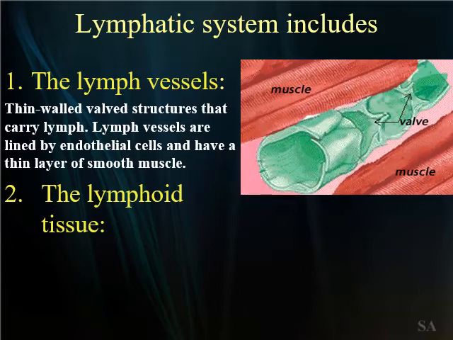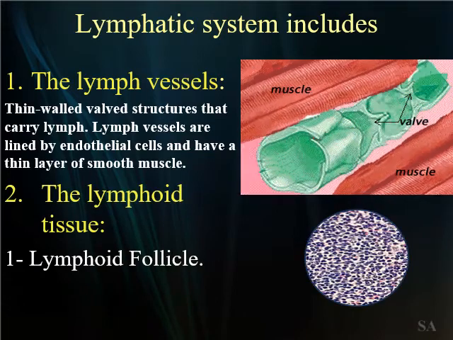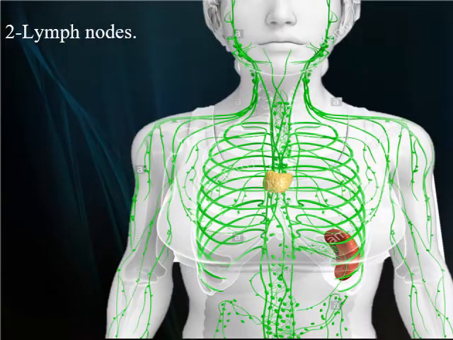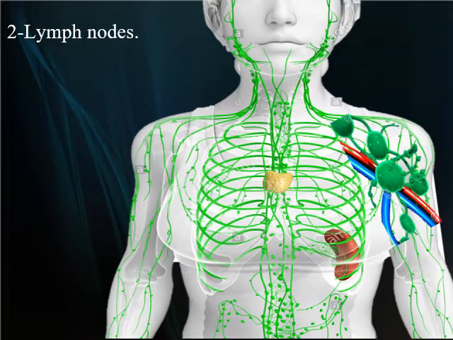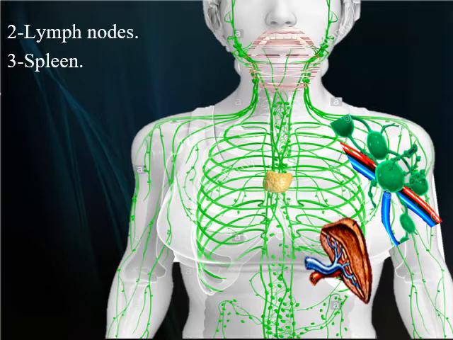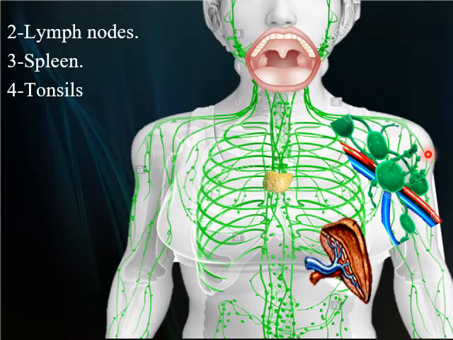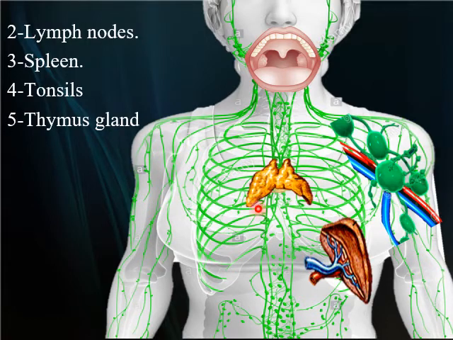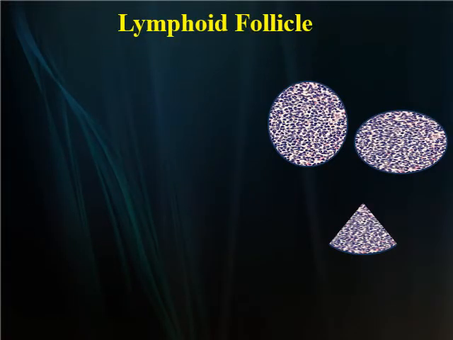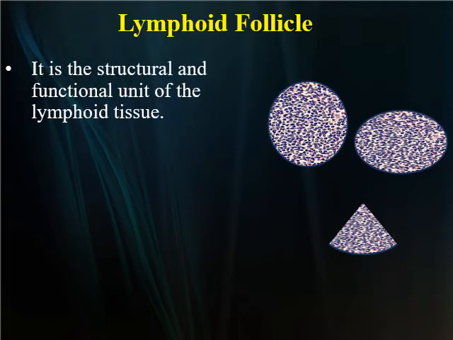The lymphoid tissue includes lymphoid follicles, lymph nodes, spleen, tonsils, and thymus gland. We will start with the lymphoid follicle. The lymphoid follicle is the structural and functional unit of the lymphoid tissue.